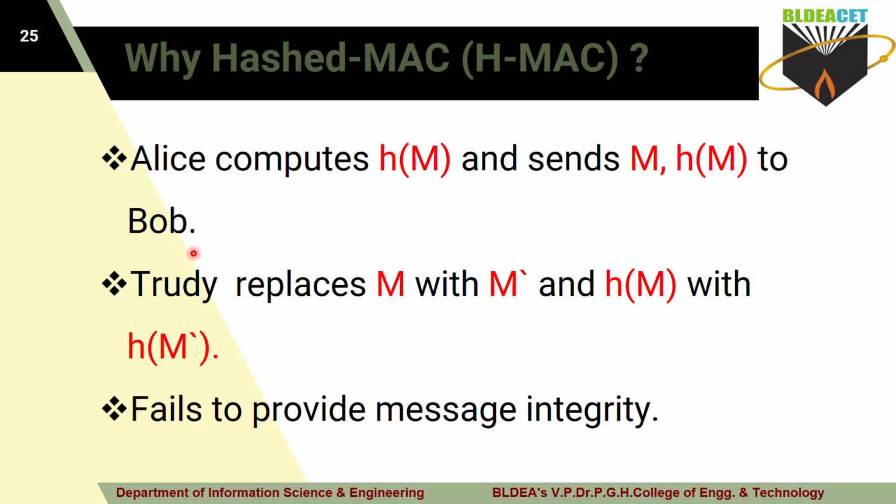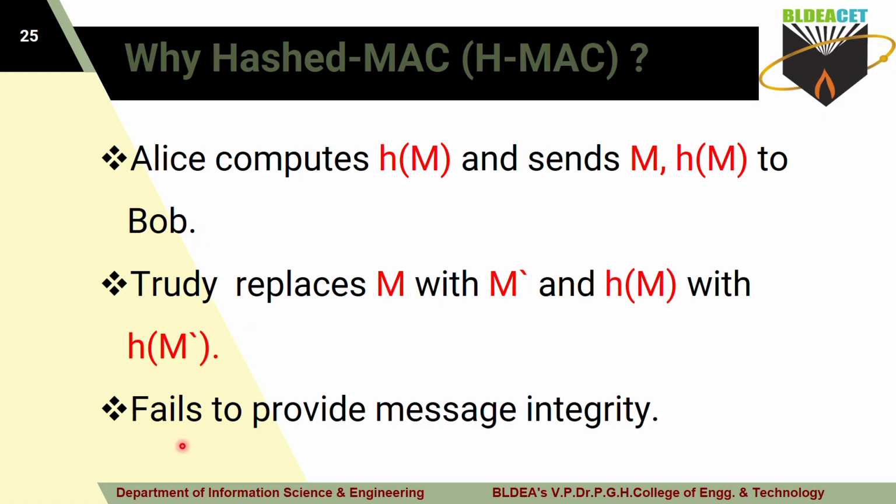When Bob receives it, what happens? Bob will think that yes, I am receiving the message from Alice, but it is not the message sent by Alice. It is M dash here. So for that M dash, Bob will calculate the hash value. Bob will get the hash value H of M dash, which is the same as the hash value received by Bob here.